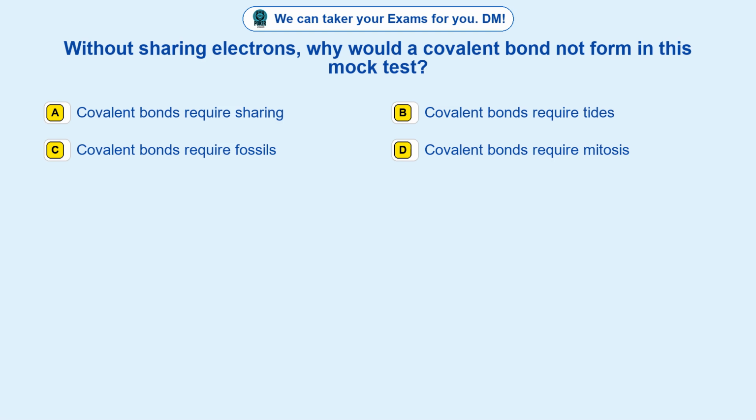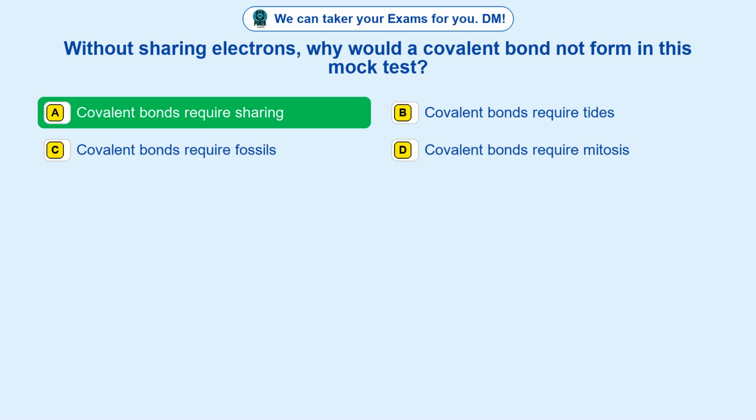Question 34. Without sharing electrons, why would a covalent bond not form in this mock test? Option A, covalent bonds require sharing. Option B, covalent bonds require tides. Option C, covalent bonds require fossils. Option D, covalent bonds require mitosis. The correct answer is option A.